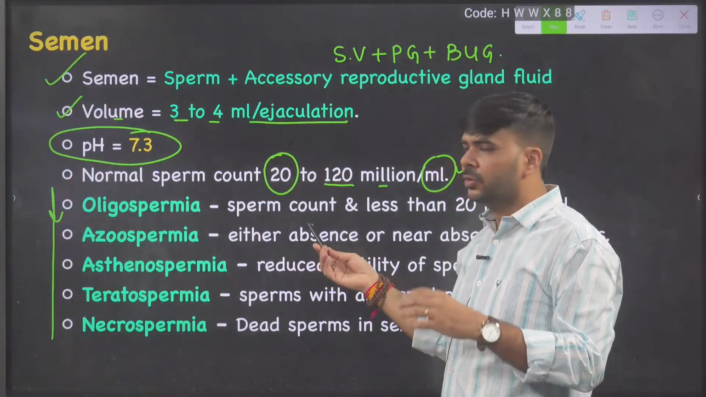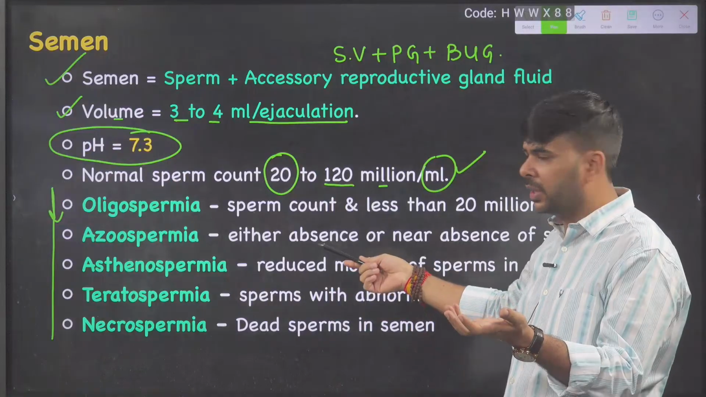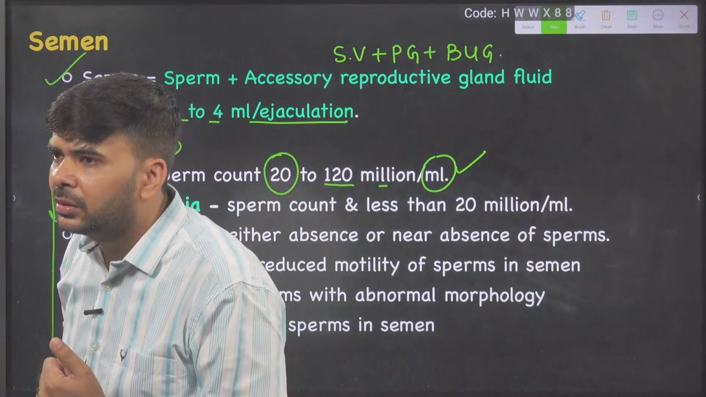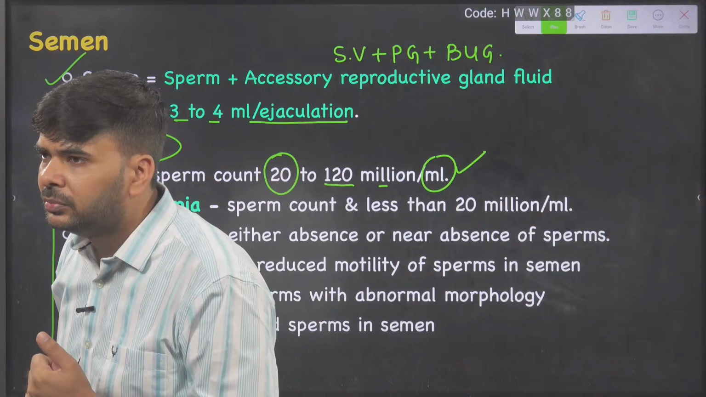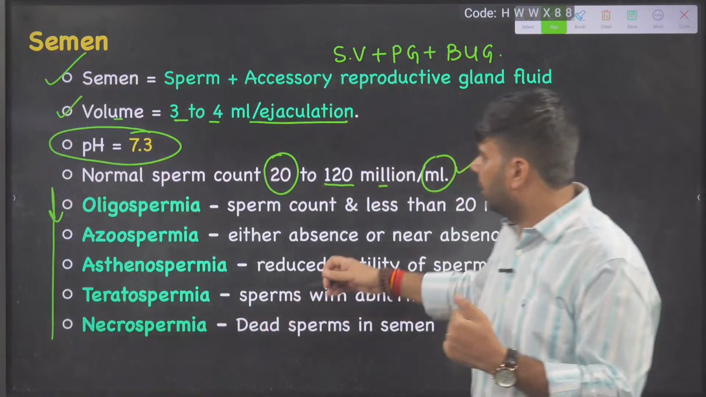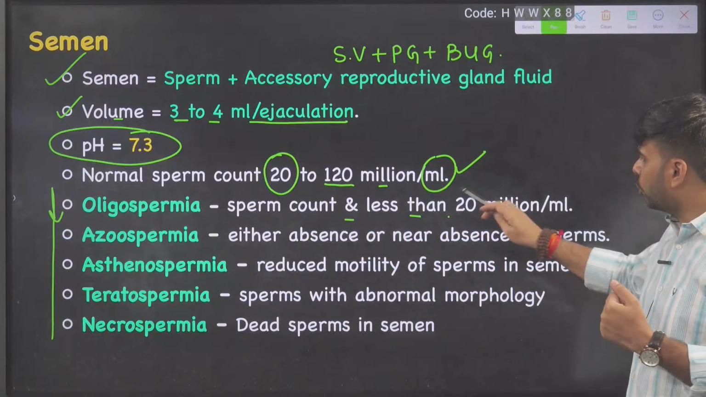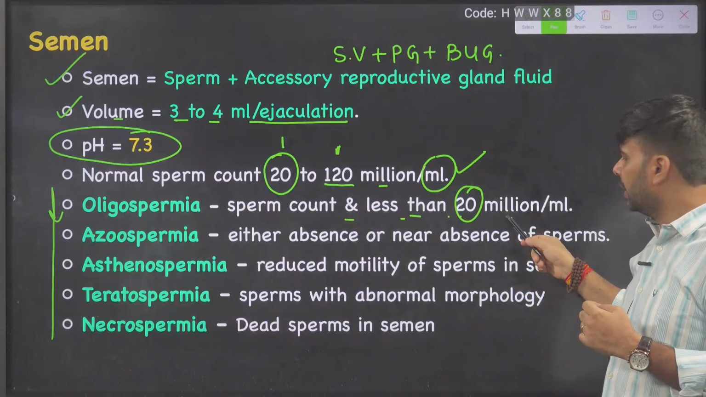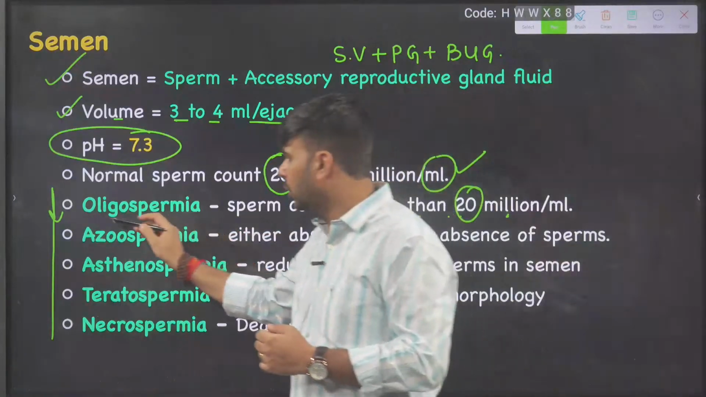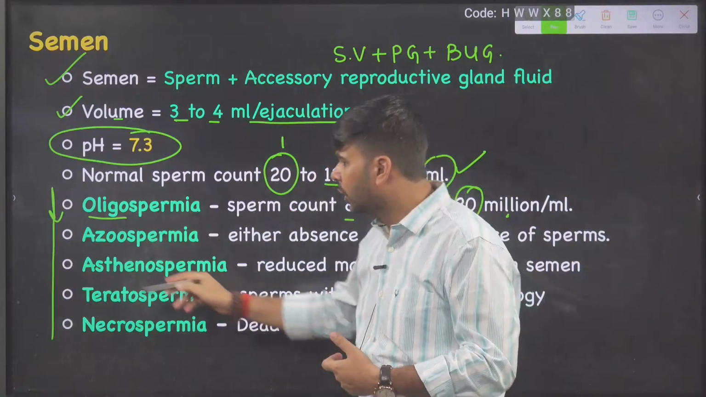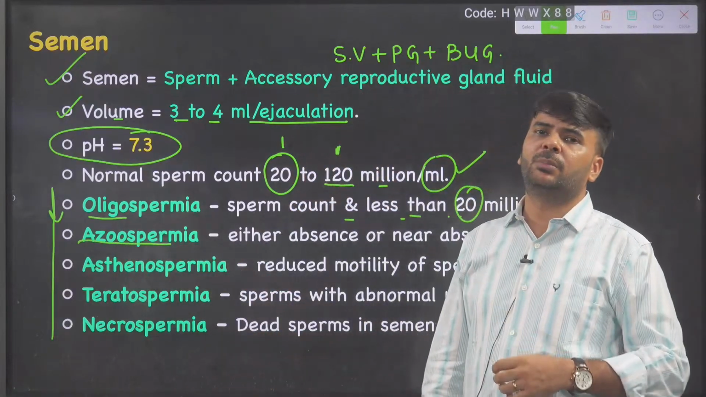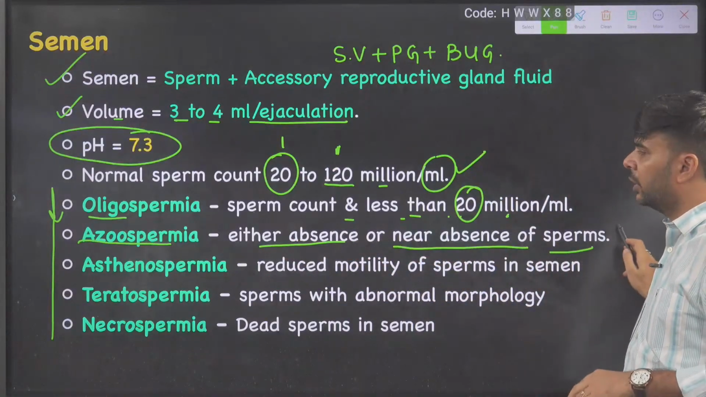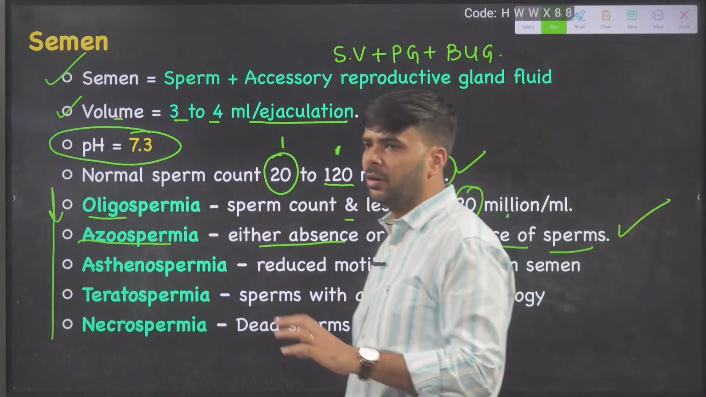Chalo, oligospermia. Sperm count low, meaning a sperm count of less than 20 million. The minimum is 20, the maximum 120 per ml. If it is less than 20 million, the condition is called oligospermia. The word oligo means few. Azoospermia: suppose in a male there is no sperm count, either absent or near absent sperm. The condition is called azoospermia. A means absence.